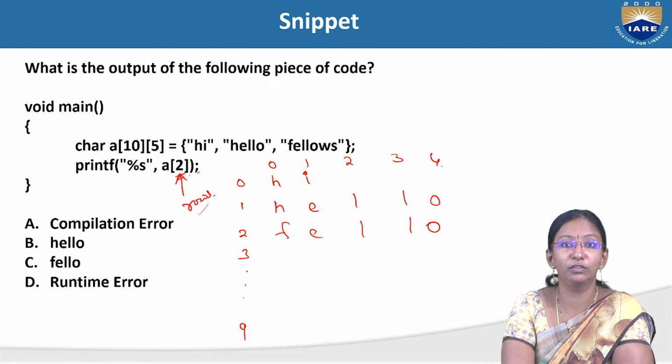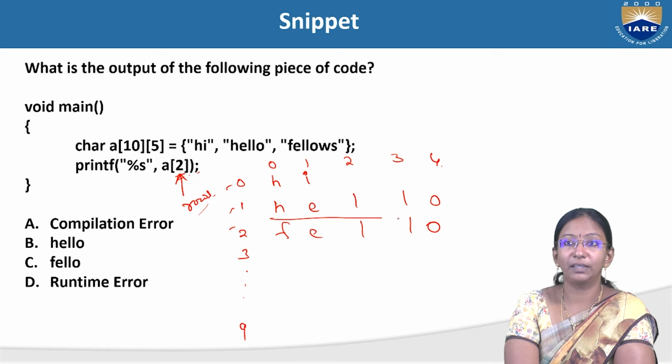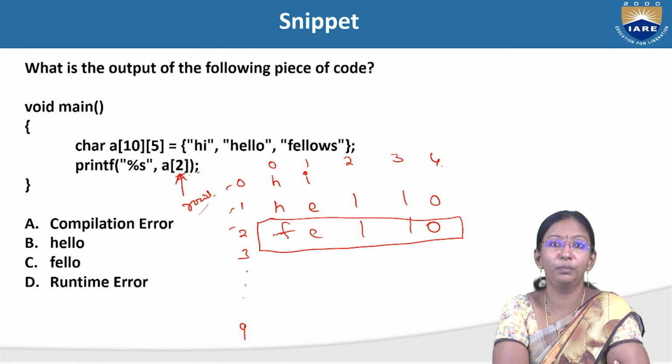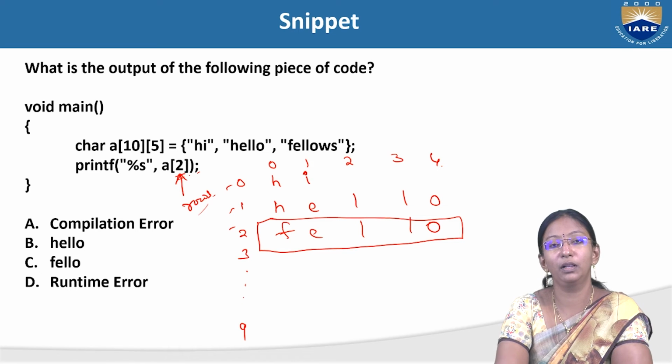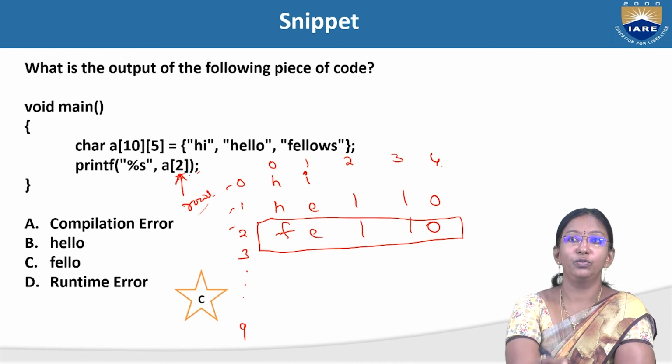Here the maximum size is 5. Take them all. That means till the index value 4. So coming to the row 2, 0, 1, 2, here it is, till the max. So F, E, L, L will be extracted. The answer will be C.